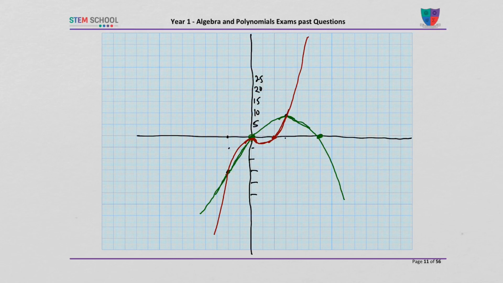Now labeling the axes: y, and that's your x-axis. The equation of the x-axis is y equals 0, and the equation of the y-axis is x equals 0. The curve here, the red one, is x squared (6x minus 2) equals y. That's the cubic. And the green one is x(6 minus x).